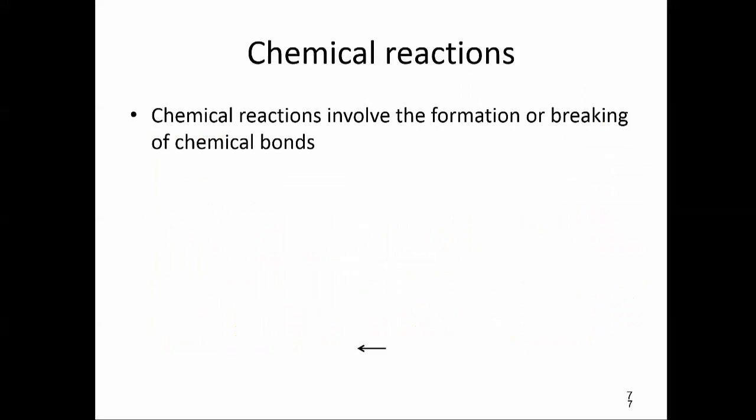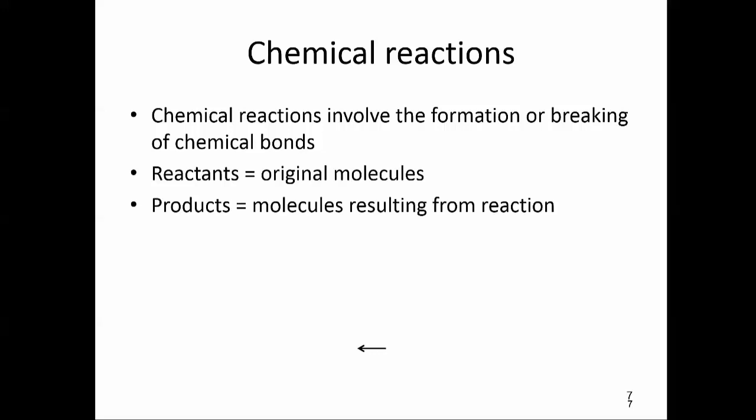So when chemical reactions occur, what we're doing is breaking bonds or forming new chemical bonds. We'll talk about some of those bonds, especially covalent bonds, here in a moment. When we have a chemical reaction, we have reactants and products. Reactants are the original molecules. Products are the molecules that we get at the end of the reaction.